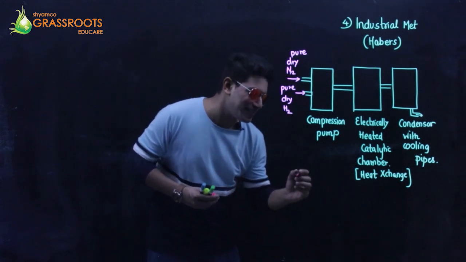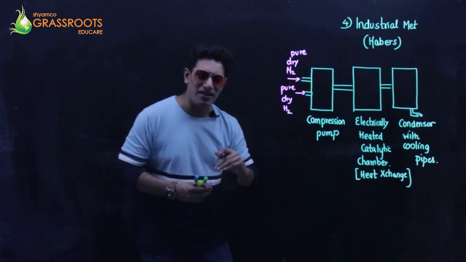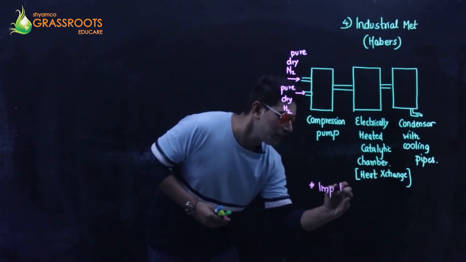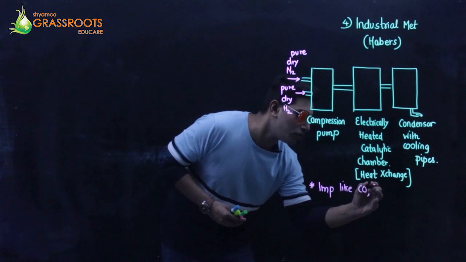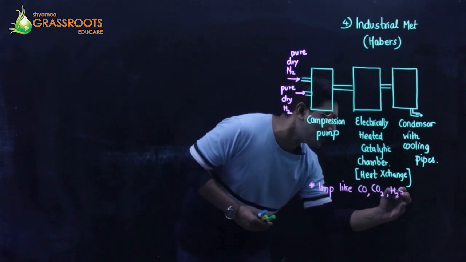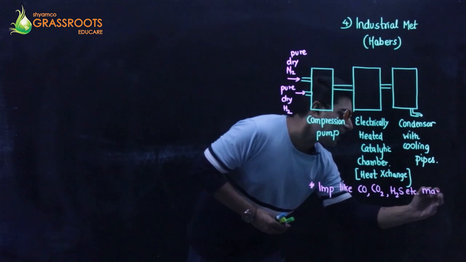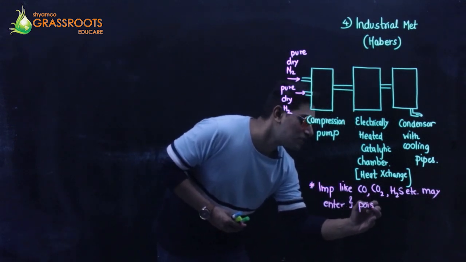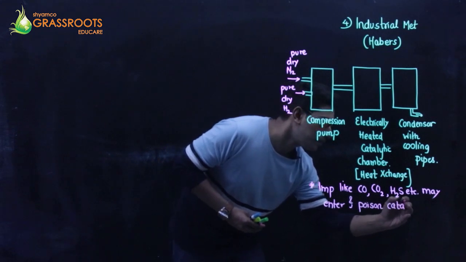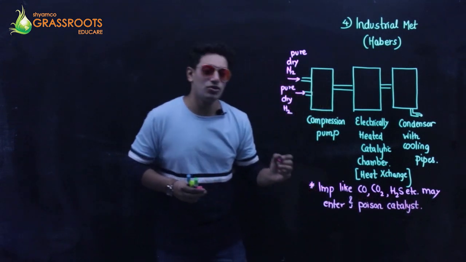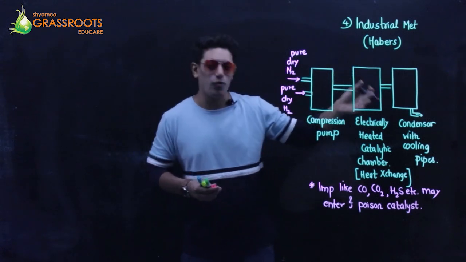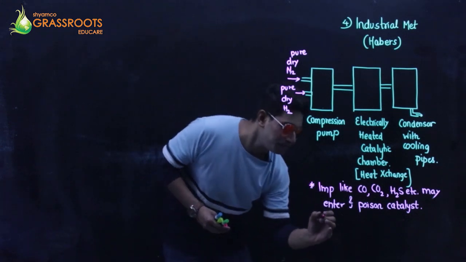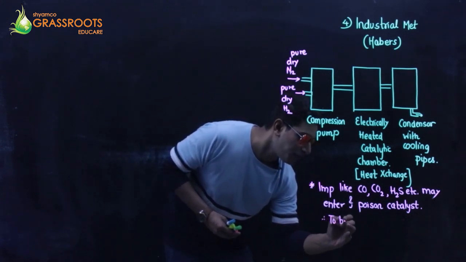Remember. So the first thing, guys, which impurities should be removed? The impurities like carbon monoxide, carbon dioxide, H2S, etc. may enter and poison the catalyst. So not good. Which catalyst? Just hold on, I'm going to write down the reaction. Just hold on. So they have to be removed. Therefore, they have to be purified.